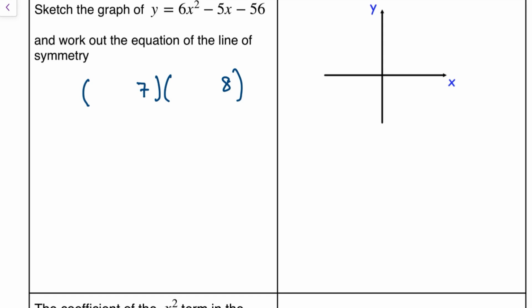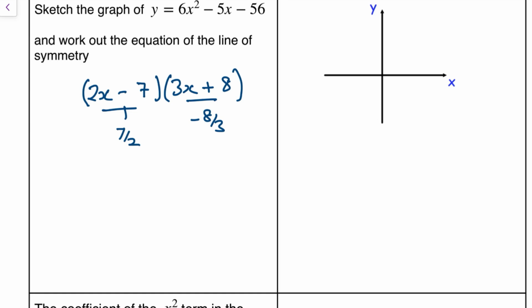So what do I want? I want 2 times 8 is 16, take away 3 times 7. Yeah, that's it. So it's going to be 2x and 3x, so that's a plus 8 and a minus 3. And that tells me my crossing points are 7 over 2 and minus 8 over 3.